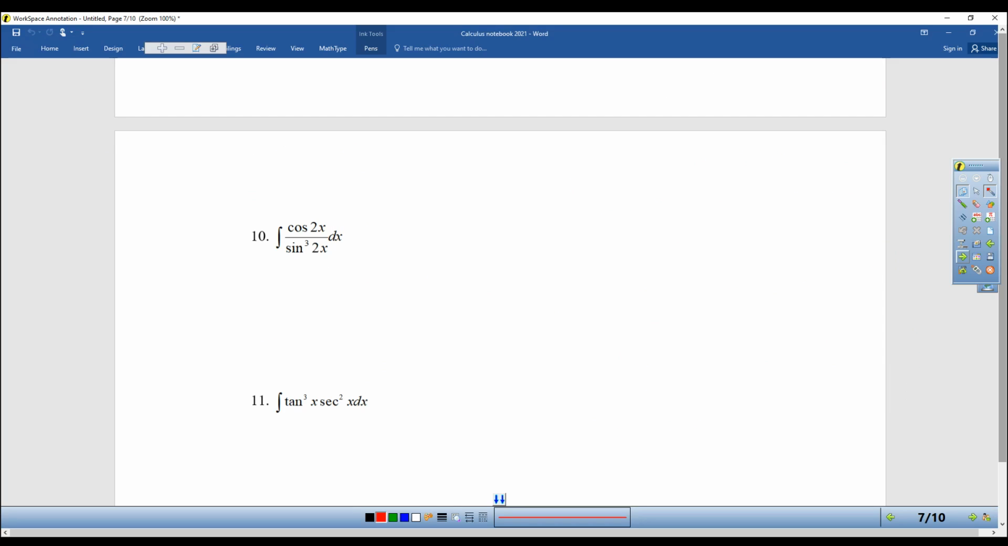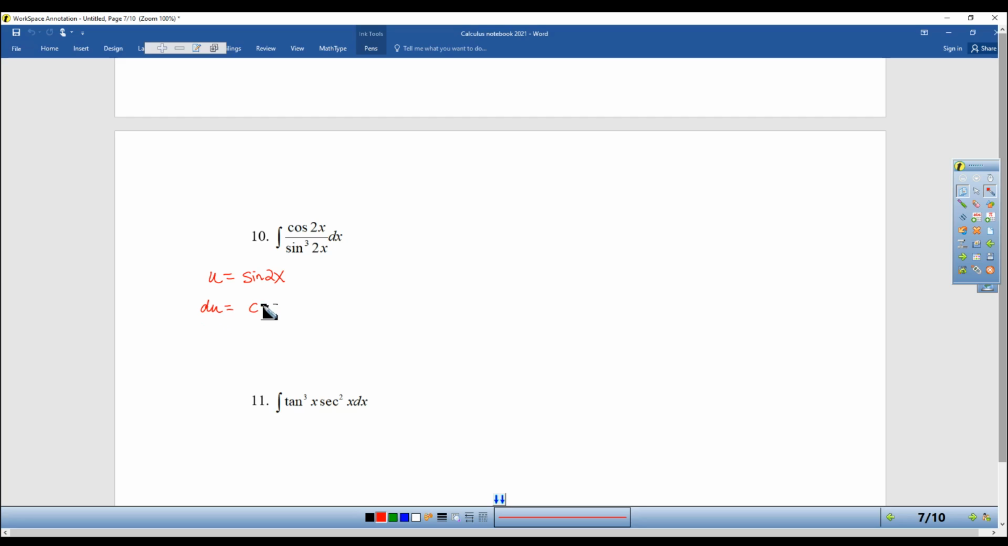Okay, number 10, I see two trig functions. I'm going to let u be the more complicated one. U is equal to sine of 2x. I don't mind that it's 2x. That'll resolve itself. It's more important that when you have two trig functions, u be one of the trig functions.